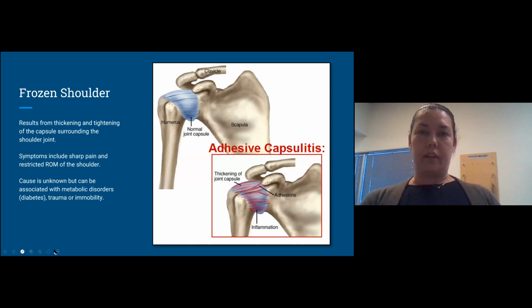So you can see in the picture here, we've got a nice healthy capsule up top. And in the picture below, the capsule has become thickened, it's inflamed, there's even some adhesions, which is basically scar tissue forming. The symptoms of frozen shoulder include sharp pain and restricted movement in almost all ranges of motion. So reaching up, reaching to the side, reaching back, all of that is very painful and very limited. There is no known direct cause of frozen shoulder, but it can be related to trauma, metabolic disorders such as diabetes, or prolonged immobility.